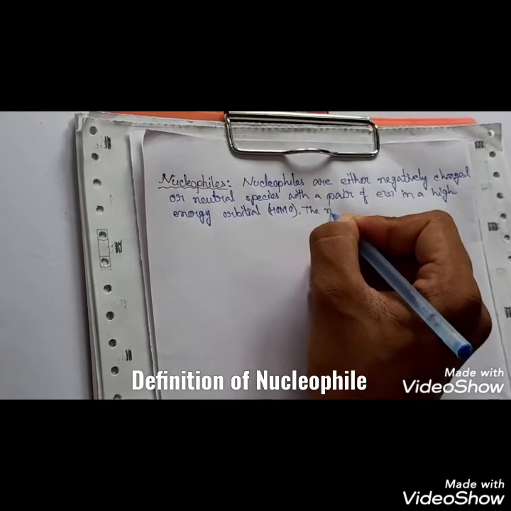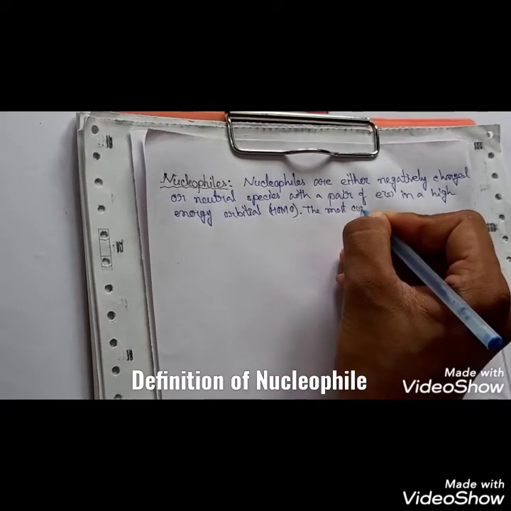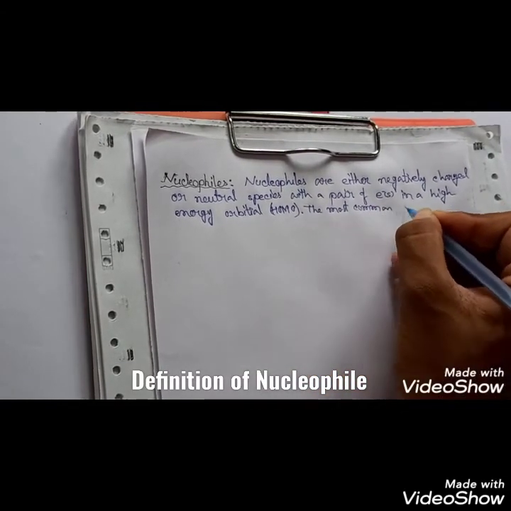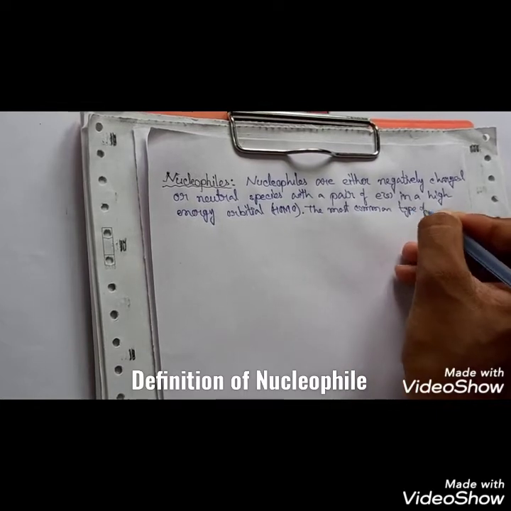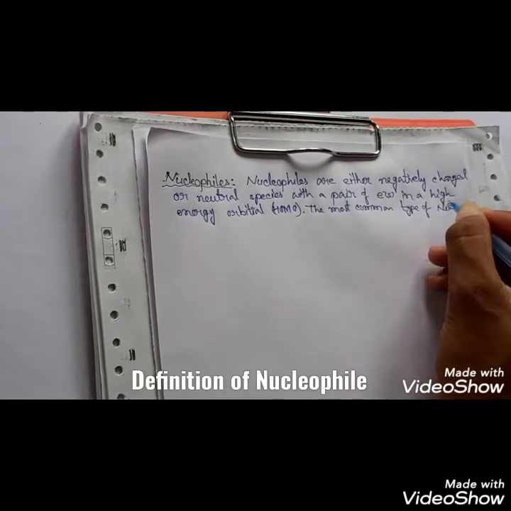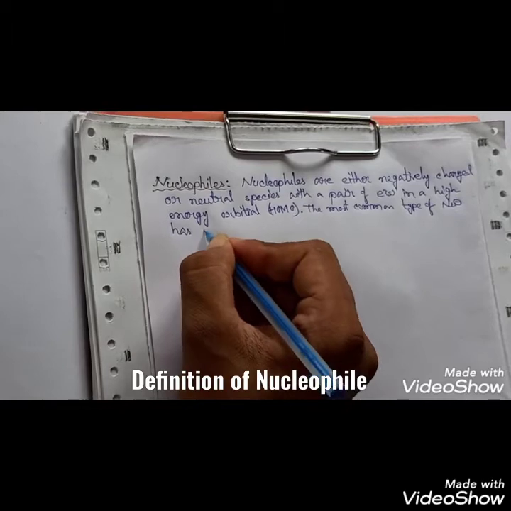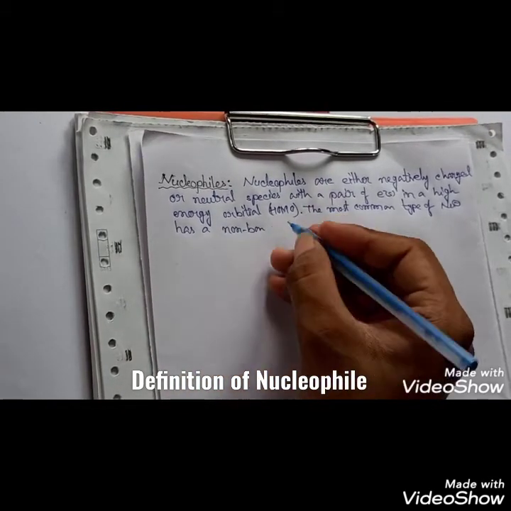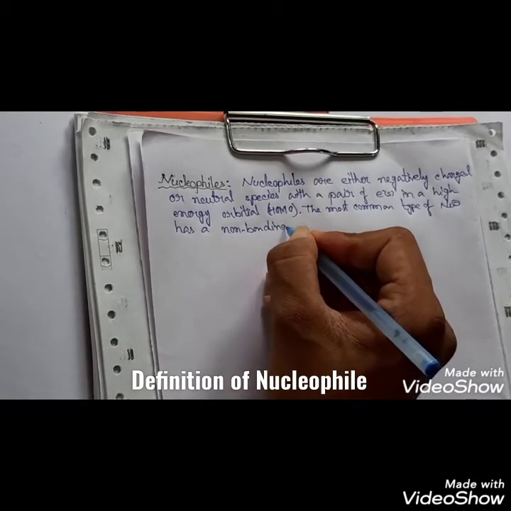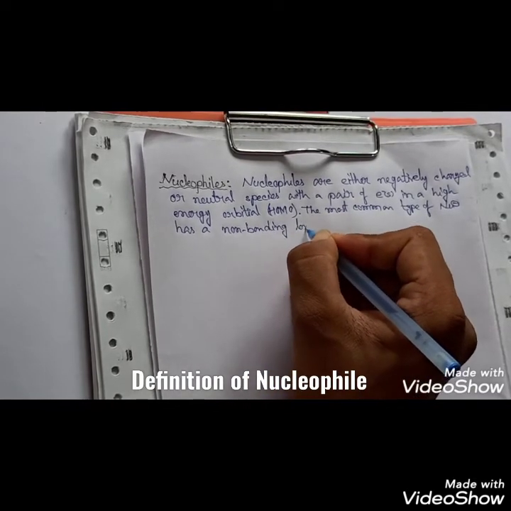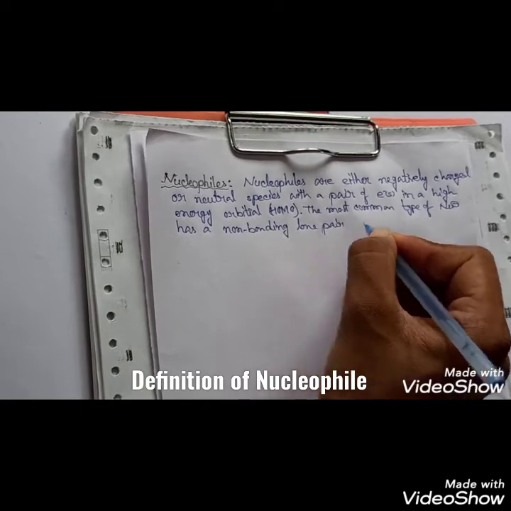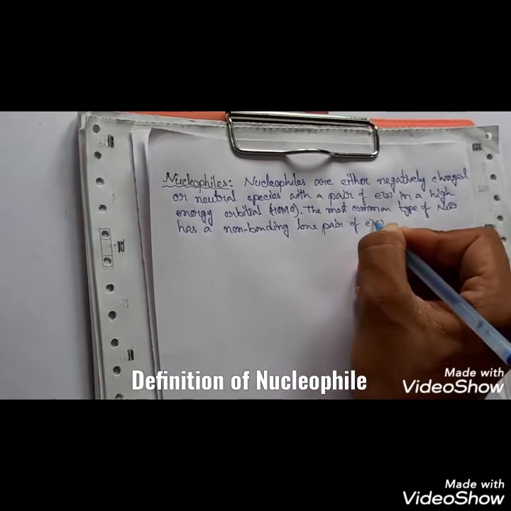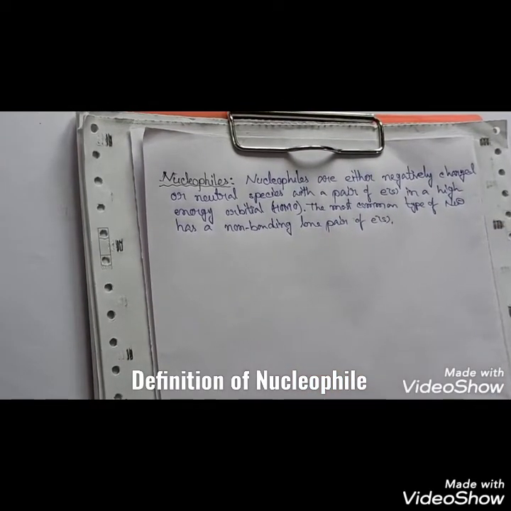The most common type of nucleophile has a non-bonding lone pair of electrons. What? Non-bonding lone pair of electrons. So this is the definition.